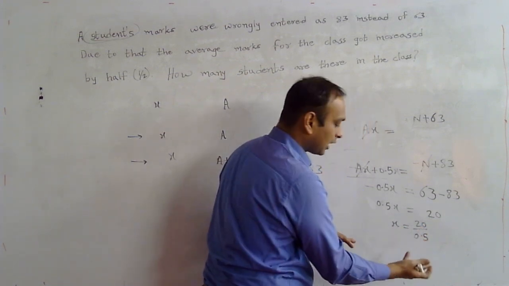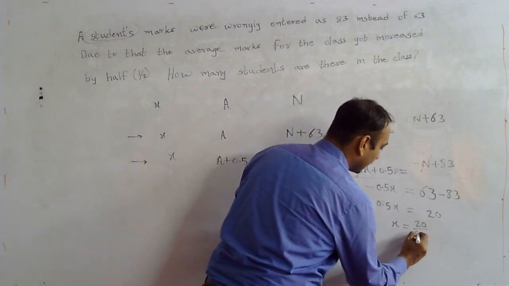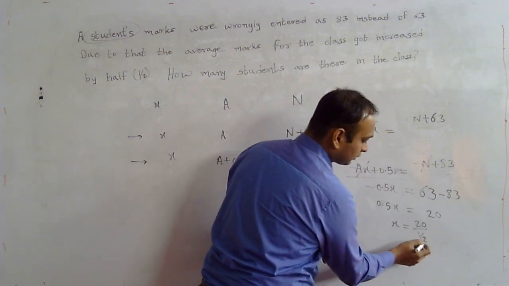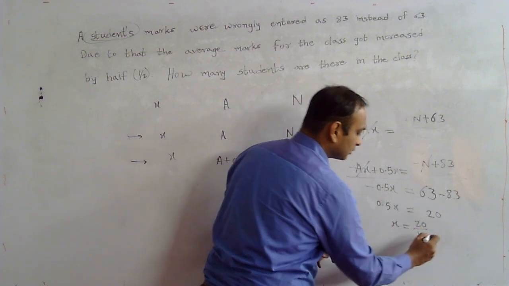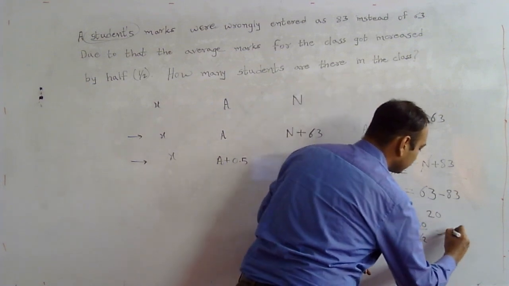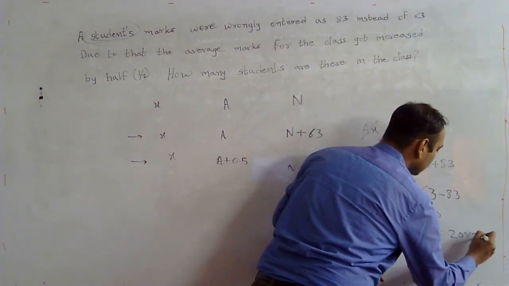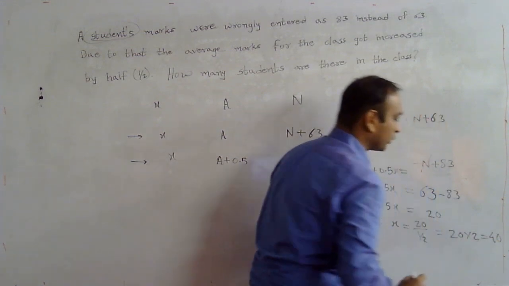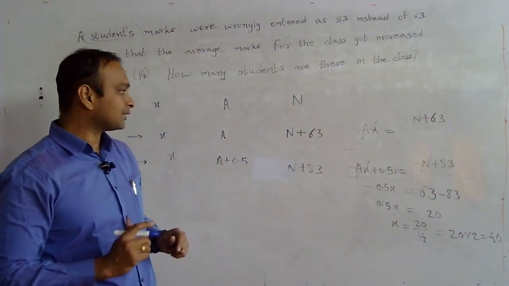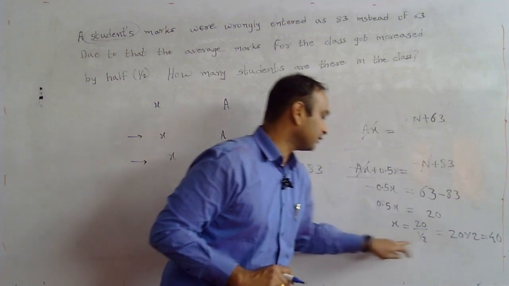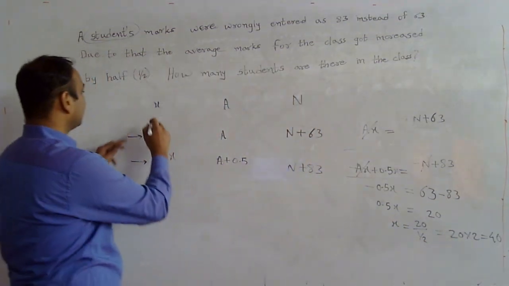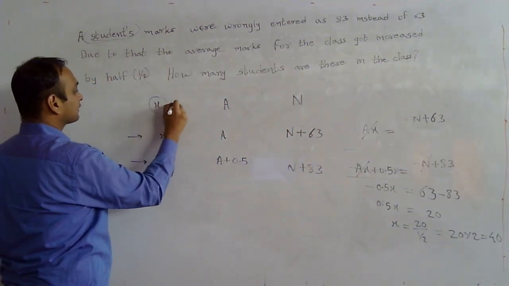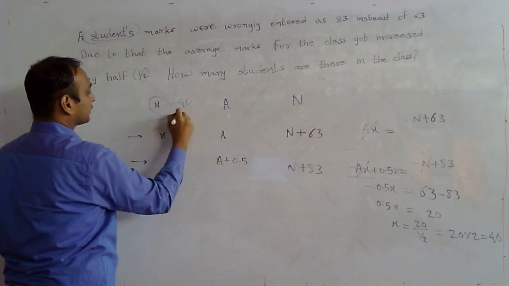0.5 is nothing but half, so we can consider this 0.5 as half. So this half, the 2 at the bottom, we can send it to the numerator. So it will be 20 into 2, which gives the answer as 40. So the number of students in the class is 40, which is x. X is the number of students, so this is the final answer.